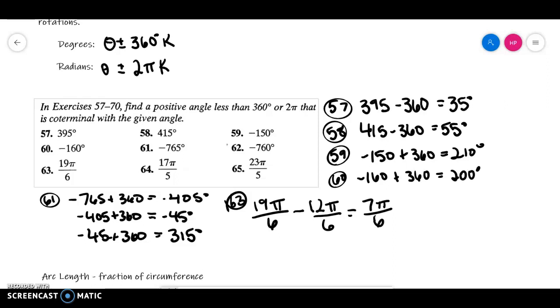7 pi over 6 is less than 12 pi over 6, which is what I needed it to be because that's equivalent to 2 pi for this one. So it's whatever the equivalent one would be. So I stop there.